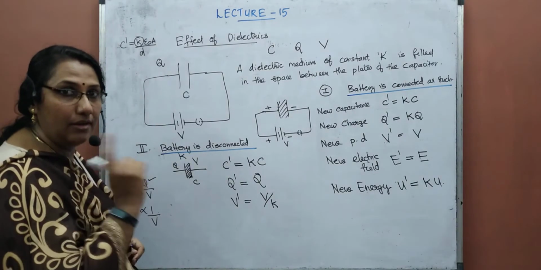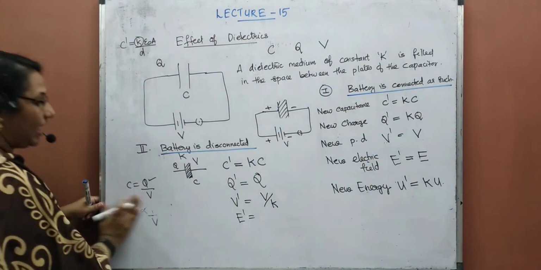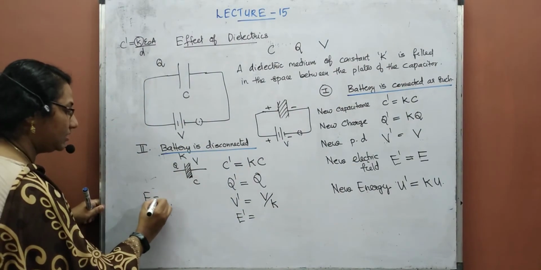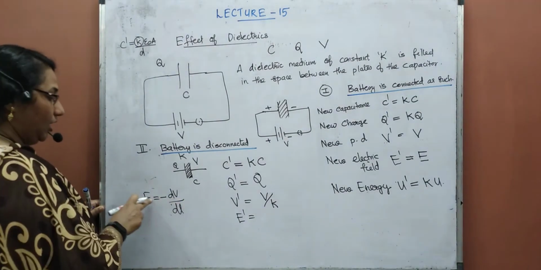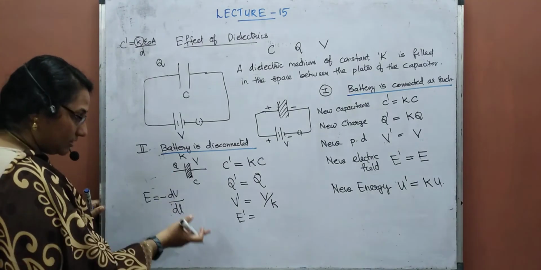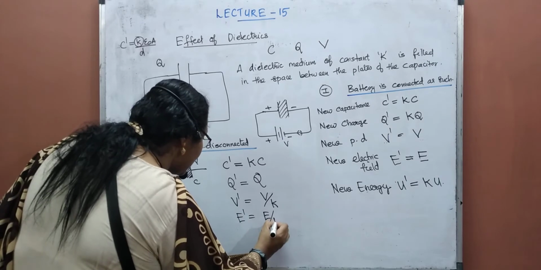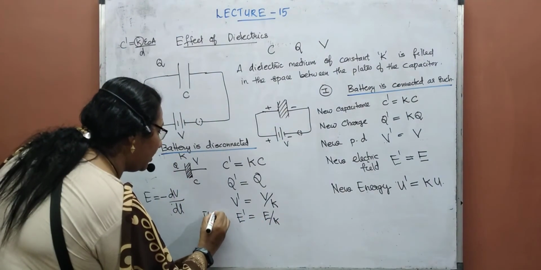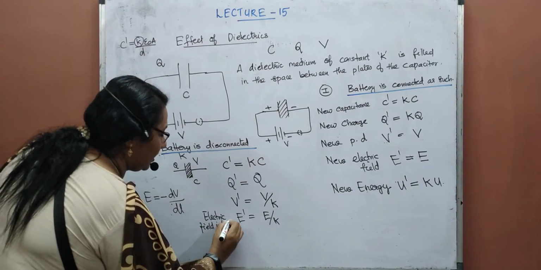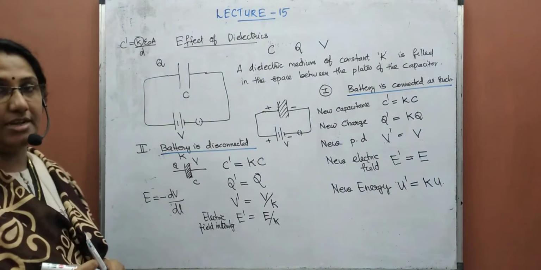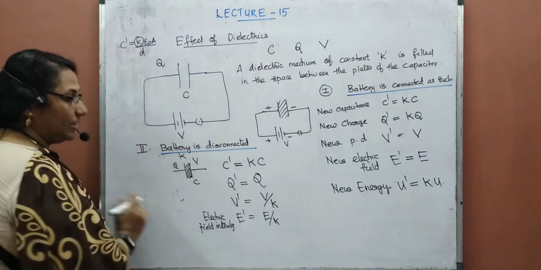Is it clear? Now, if potential difference decreases by K, the electric field intensity, which is minus dV by dl, what happens? No change in the distance. Potential difference decreases by K. Sorry, this is electric field intensity. Electric field intensity also decreases by K because of the relation between electric field intensity and potential difference. And finally, what happens here?